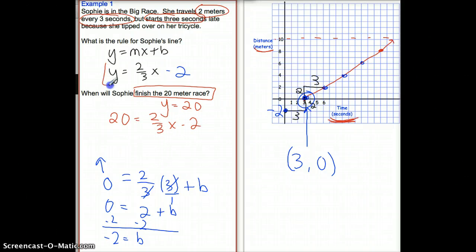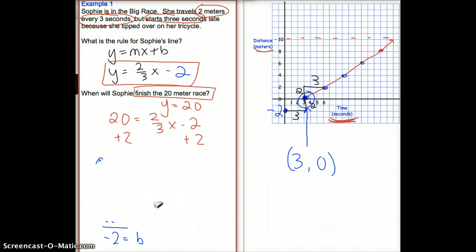Okay, so we're using our rule to help us solve for a missing value. We're trying to find the time that she hits the 20-meter mark. So we'll solve for x by adding 2 to both sides. And we get 22 equals 2/3 x. And typically at this point we divide. If this was just a regular number, we could change it to a decimal. We would divide by 2/3.